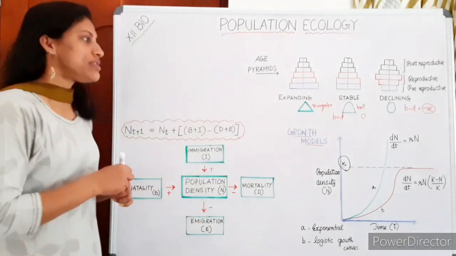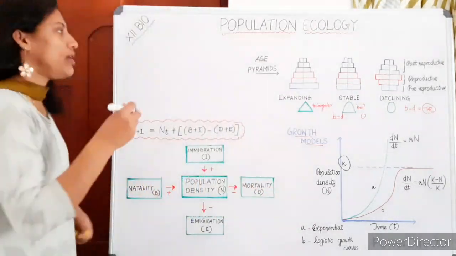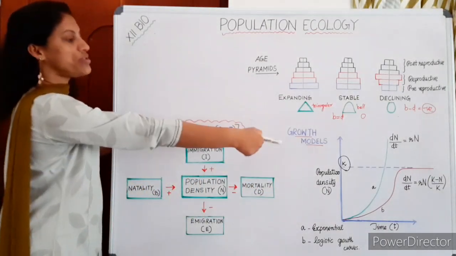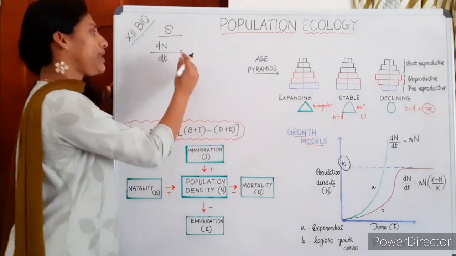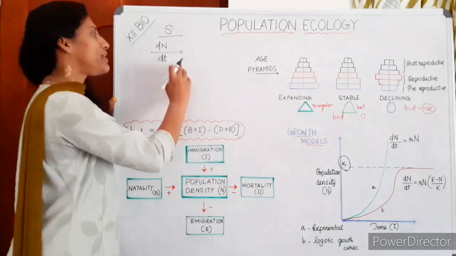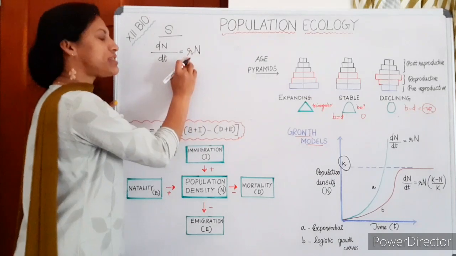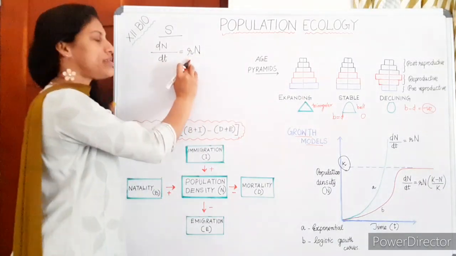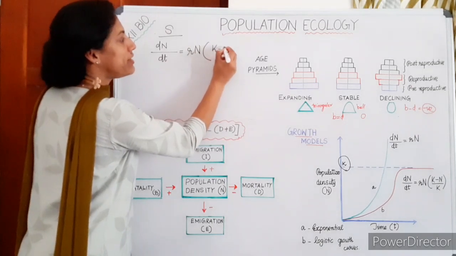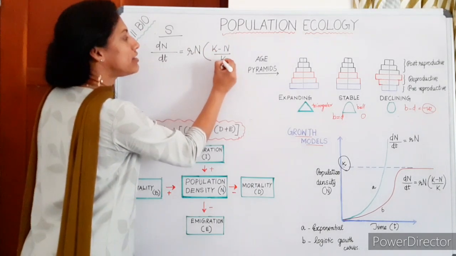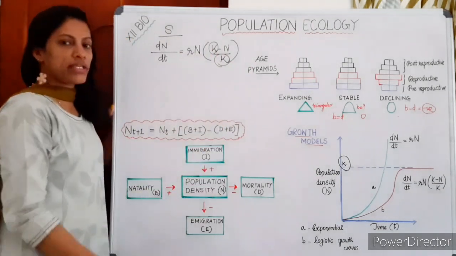Then the other case, the S-shaped growth form. How to derive it? We have to take the K value into account. So what is the rate of change of population density for an S-shaped growth model? dN by dt, the rate of change in population density, equals rN, that means the intrinsic rate of natural increase, B minus D, into N, into (K minus N) by K. This is the equation. That means we are considering the K value here, the carrying capacity.